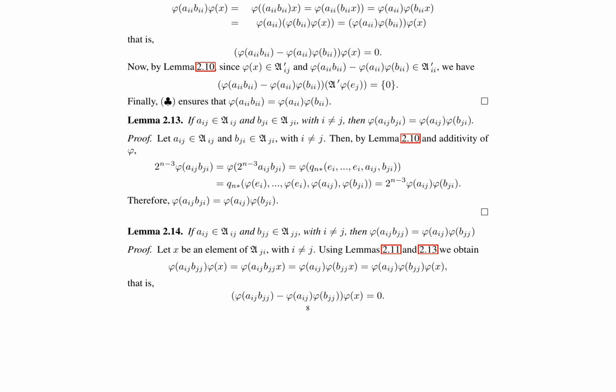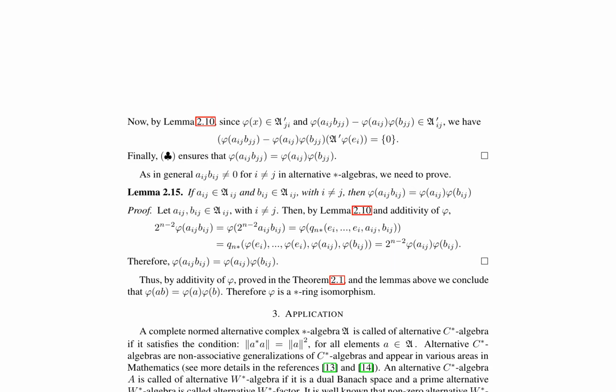The proof of the additive property of the map phi continues, demonstrating that phi of a_ij plus b_ij equals phi a_ij plus phi b_ij for a_ij, b_ij elements of I with I does not equal j. This is achieved by applying lemma 2.10 and the additivity of phi, as established in lemma 2.15. Consequently, phi of ab equals phi a phi b, implying that phi is a *-ring isomorphism.